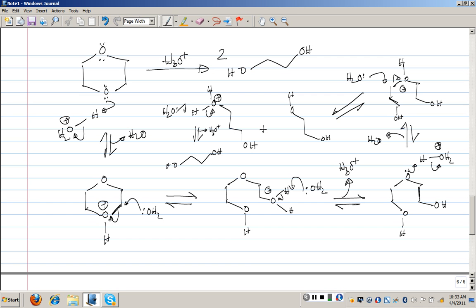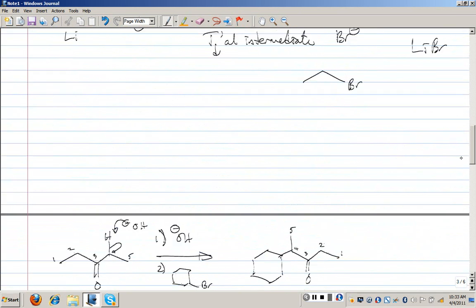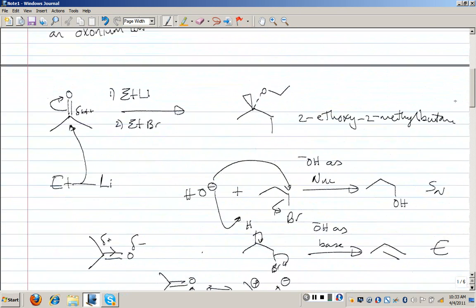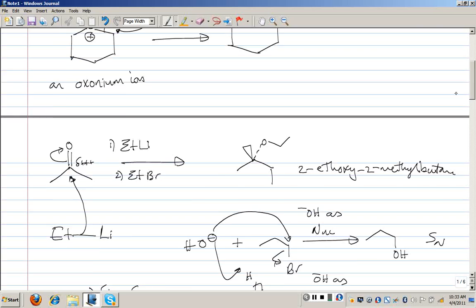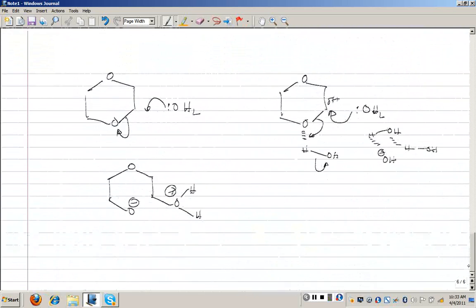Okay, all right, so we'll stop there. I'm hoping that's enough mechanisms. I think we did 3 or 4. I'm hoping that's enough extra material that you guys would have a bit more comfort with curved arrows.